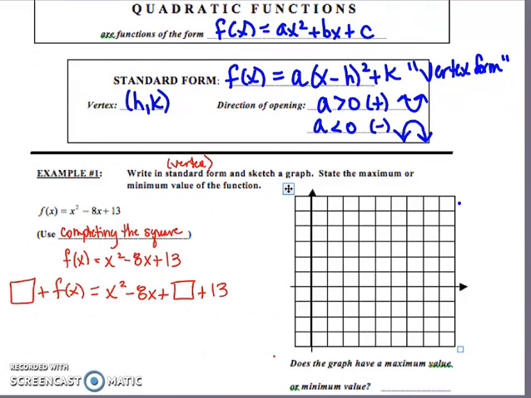Now to figure out what goes in the box, I take my b term, which is that negative 8 in front of the x, I divide it by 2 and I square it. So negative 8 divided by 2 is negative 4. Negative 4 squared is positive 16. So 16 is what is going to go in my box on both sides of the equal sign. Now this x squared minus 8x plus 16, that's my perfect square. That is going to factor into x minus 4 quantity squared.